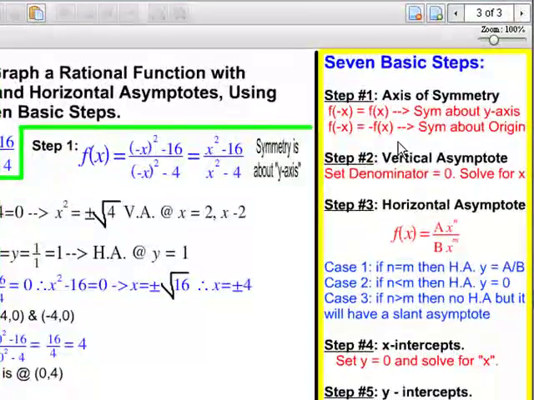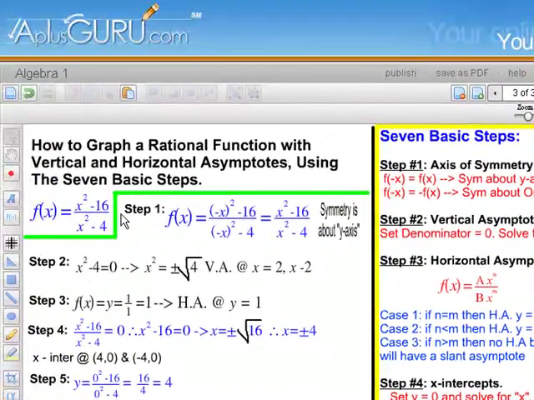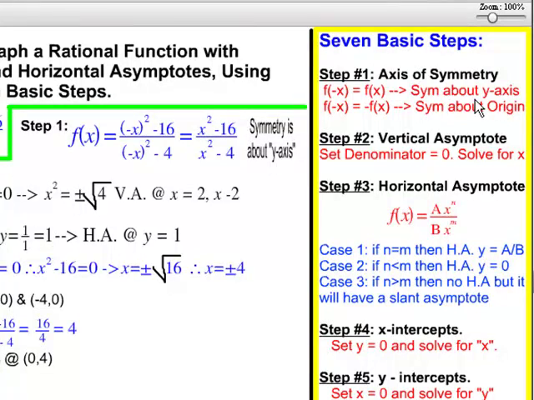Step 1 asks us to find the axis of symmetry. We simply do this by plugging in negative x for every x we see in the function, and then if the answer arrives to the original function, then the symmetry is about the y-axis. If the answer arrives to be negative of the original function, then the symmetry is about the origin.